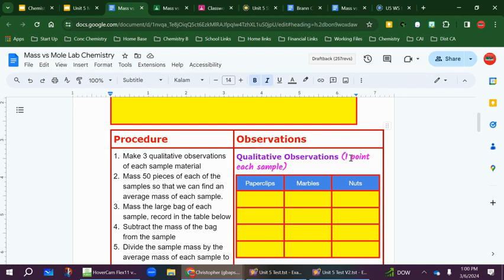Now, you then need to do one more thing at the station. That one last thing that you need to do, ladies and gentlemen, and by the way, when you take this off, re-zero it, otherwise it's going to be minus whatever that mass was. And now, ladies and gentlemen, you need to find the mass of this bag of the pieces of paper clips. Now, little piece of advice from doing this lab for a few days.